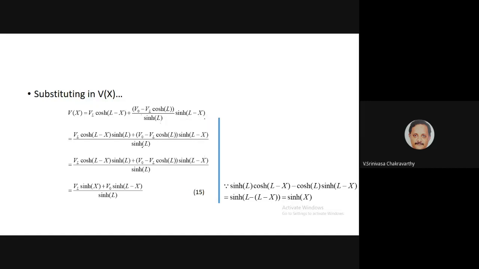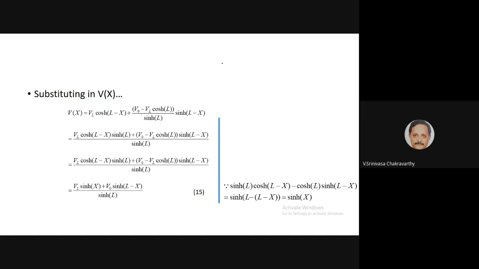Now take the sinh L in the denominator and move things around. You get in the numerator VL cosh(L minus X) times sinh L plus (V0 minus VL cosh L) into sinh(L minus X). So now you see that the numerator has three terms. This one, then the second term is V0 sinh(L minus X). The third term is minus VL cosh L sinh(L minus X).